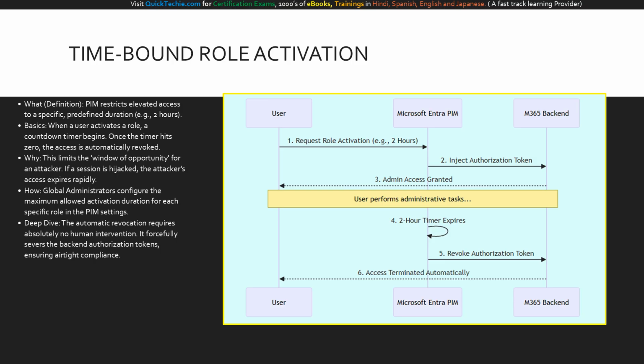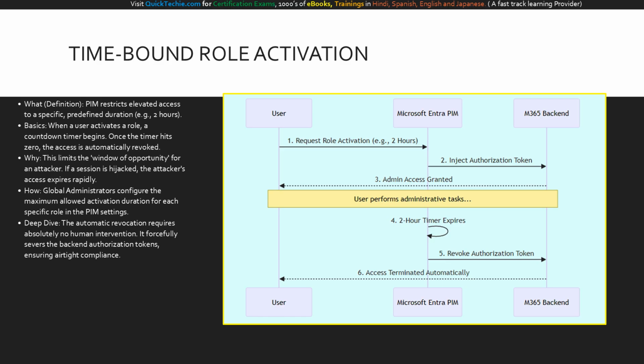Why is this feature an absolute game-changer for security? It drastically limits the window of opportunity for an attacker. Even in a worst-case scenario where an attacker manages to hijack an active administrative session, that session has a hard stop. The attacker is racing a clock they cannot pause.